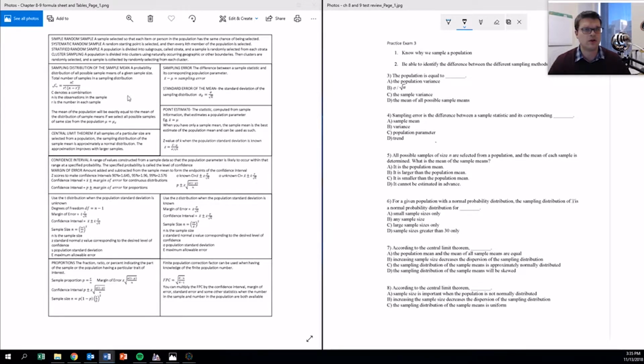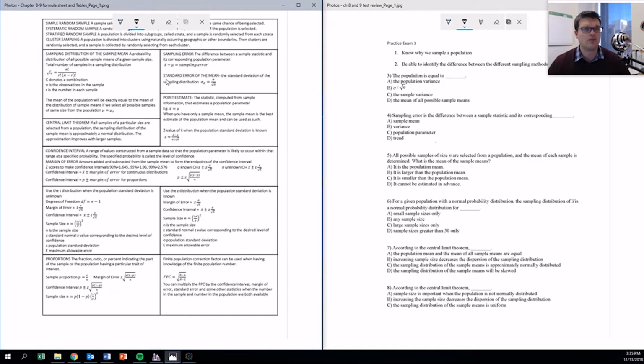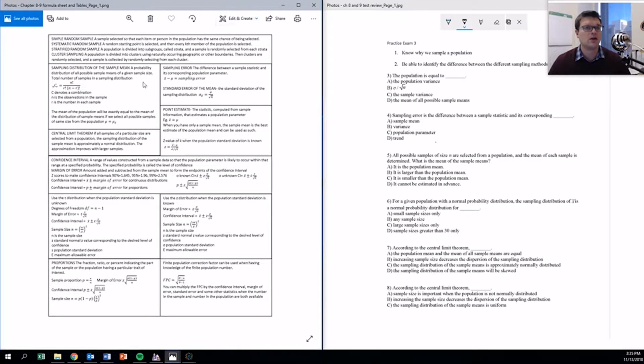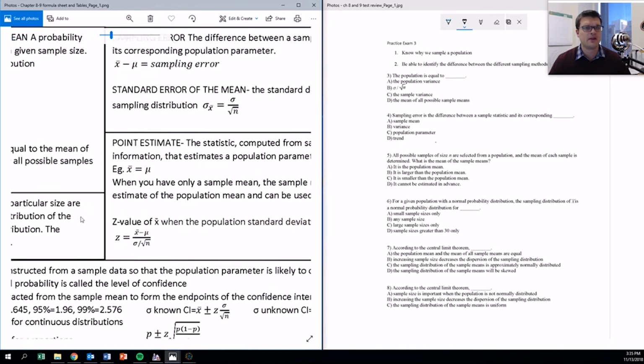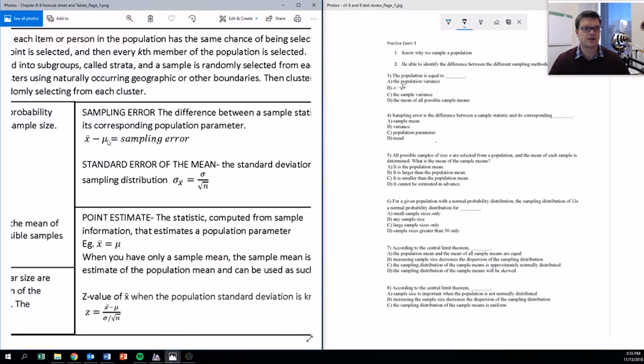Okay. Sampling error is the difference between a sample statistic and the corresponding population parameter. And you notice we've got the sampling error right here. So we've got x bar minus mu equals the sampling error.